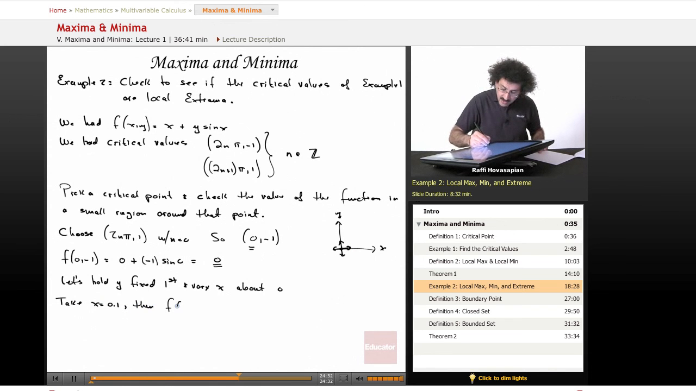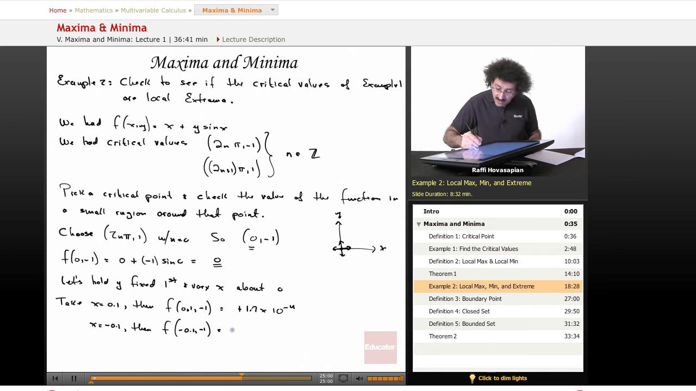Then f of 0.1, negative 1, because we're holding y fixed, gives me a positive number, 1.7 times 10 to the negative 4. Okay, so it's a positive number. Now I'm going to move in the negative direction. Let's take x equal negative 0.1. Then f of negative 0.1, negative 1, when I evaluate that one, I get minus 1.7 times 10 to the negative 4.